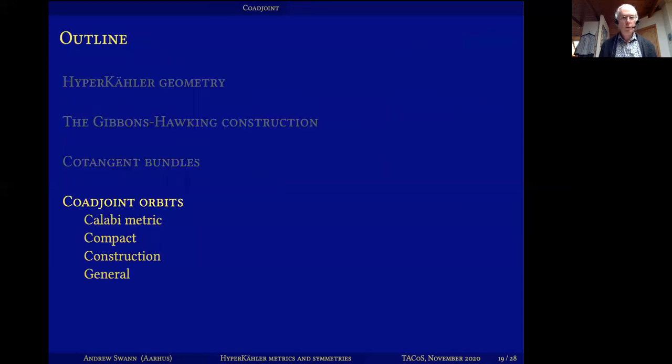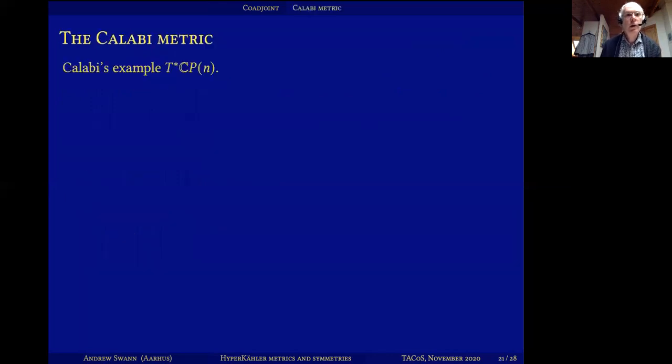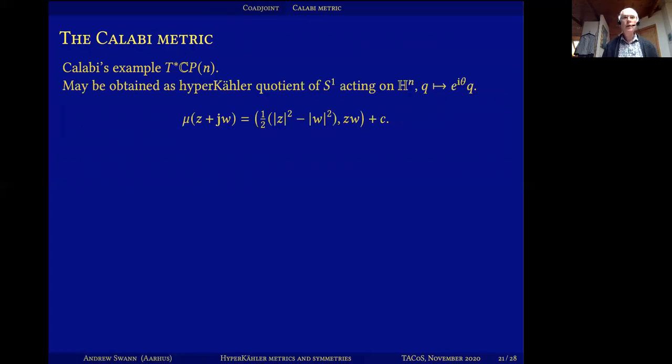Okay, so for the last part of the talk, I want to move to co-adjoint orbits. And I have not miscounted how many cases of tangent bundles I'm talking about. There's some overlap here with cotangent bundles. The original non-trivial complete example of a HyperKähler metric is due to Calabi. It's on the cotangent bundle of CP^n. And the modern way to construct that metric is as the HyperKähler quotient of a circle acting on, I guess I should write H^(n+1) here.